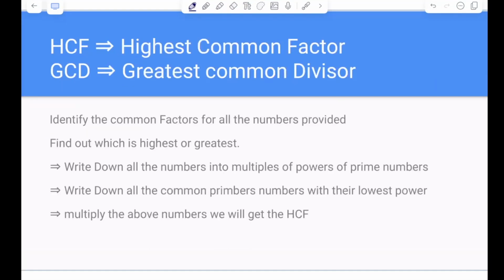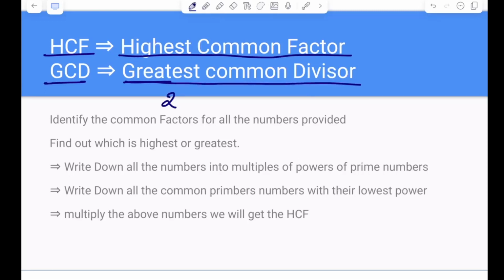Now let us learn what is meant by HCF or GCD. HCF stands for highest common factor. GCD stands for greatest common divisor. Say you have been given two numbers and asked to find the HCF of those two numbers.